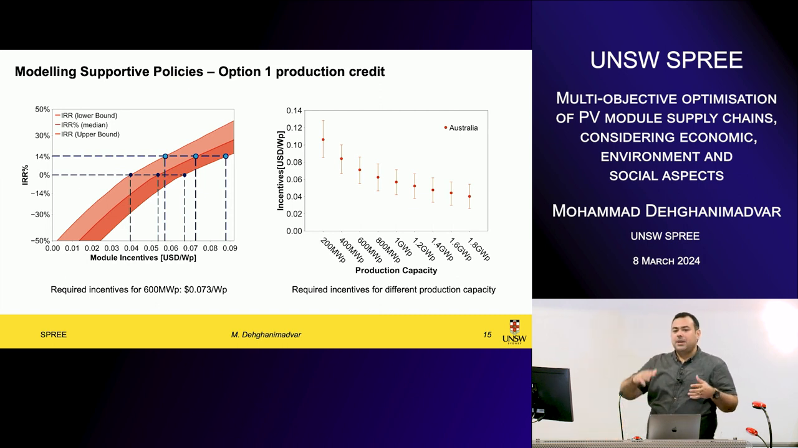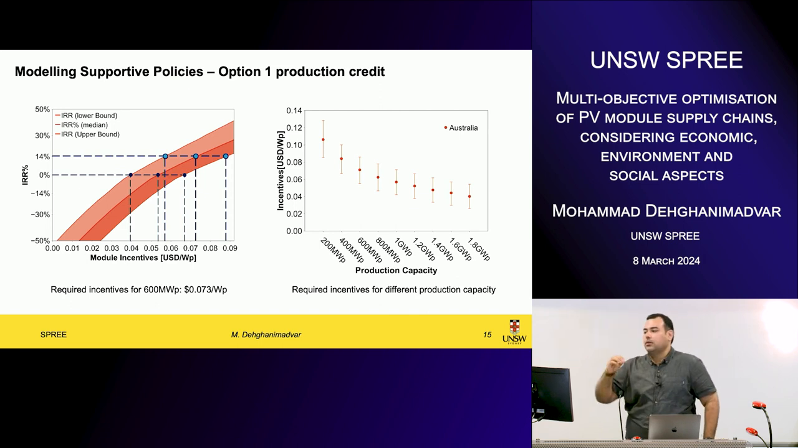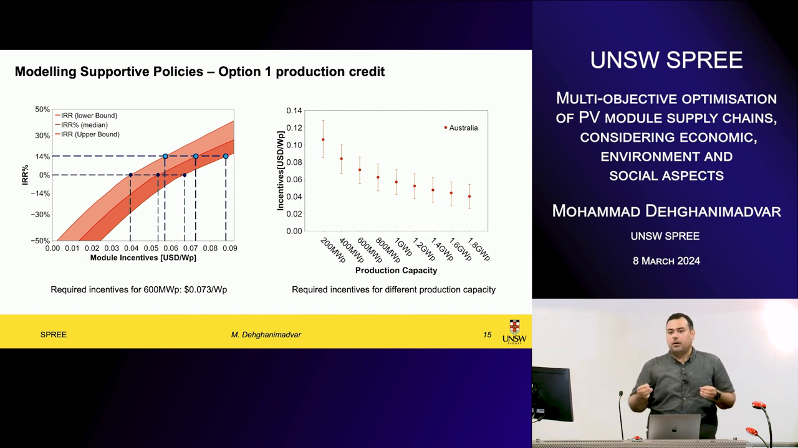But there are many ways that you can play around with these incentives. One way that I explored was what happens if they incentivize their local manufacturing based on production capacity. Like if you have 10 centers that want to produce modules in different ranges, obviously the one that has the highest production capacity has lower cost. So if you just give all of them 7 cents, it's kind of an unfair playing field.